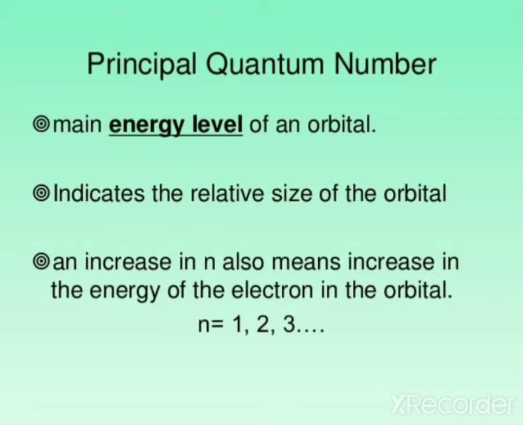Thus, if we have an electron in n equal to 1, that is K shell, and another electron in n equal to 2, that is L shell, which electron will be having more energy? It is the electron which is in L shell.